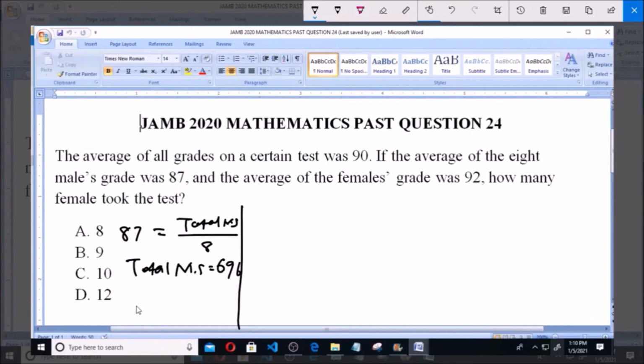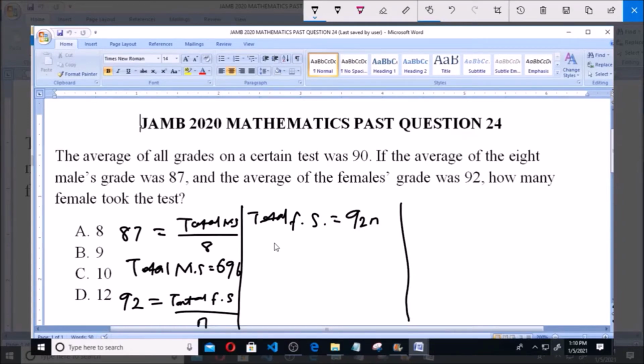Now for the females, the average grade for female is 92, which is equal to the total female score all over the number of females. Now the number of females is unknown, let's call it n. So from here we can say that the total female score is equal to n times 92, and that will give us 92n.